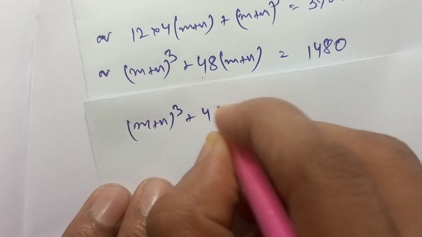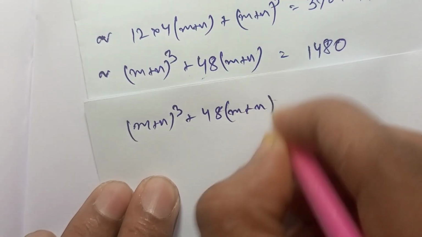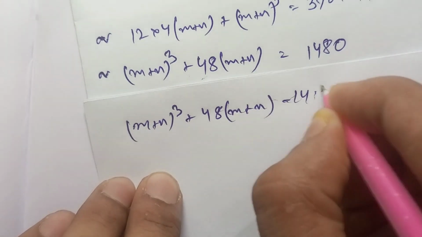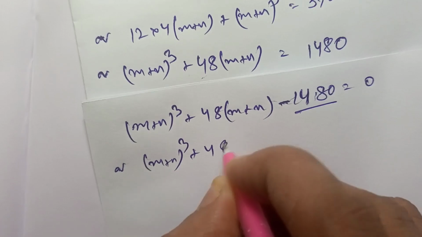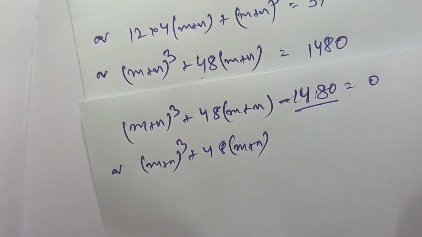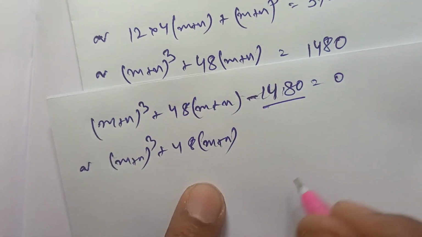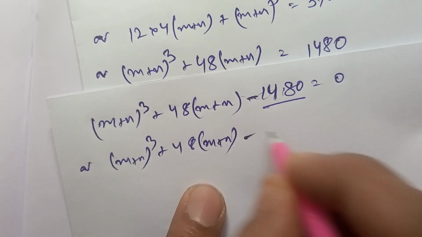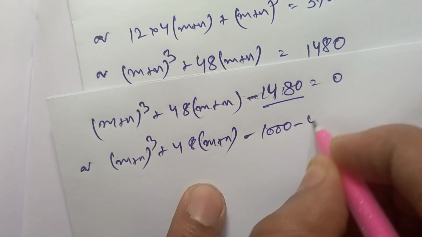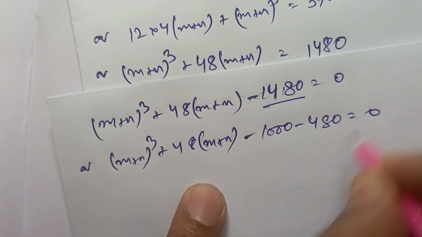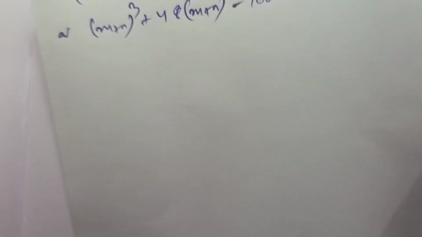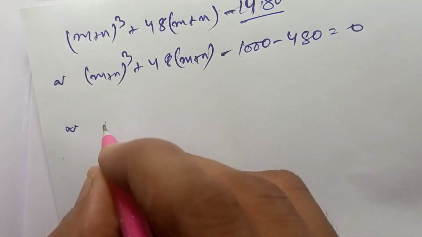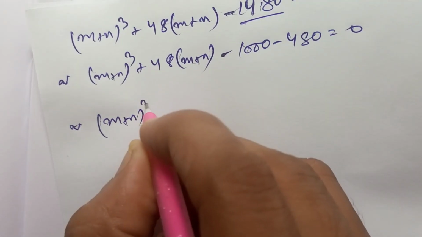Now (m+n)^3 + 48(m+n), and we have to move 1480 to the left side, so it will appear with a negative sign, equal to 0. Now (m+n)^3 + 48(m+n), and we have to separate this 1480 into two terms. So we have minus 1000 minus 480. If we add these two terms, since both terms are negative, we will get minus 1480.